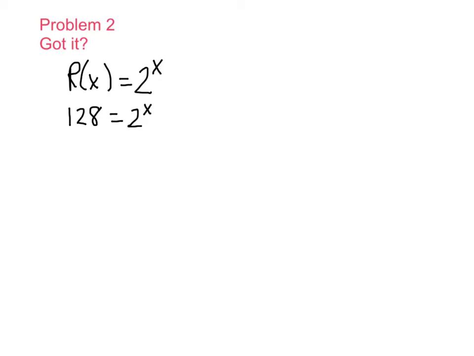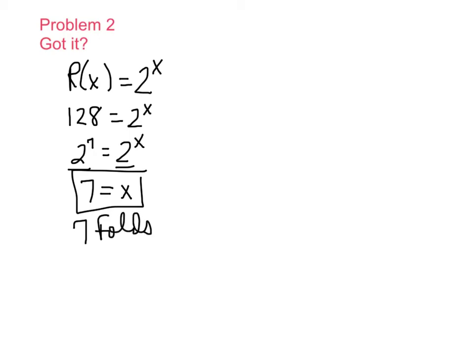And we follow the same rules that we just did with section 1. So we have to see 2 to what power gives me 128. Well, we find out that 2 to the 7th power gives you 128. Our bases are both 2 now, so our powers are equal. So x would be 7. And then the question asks how many folds? So this would be 7 folds.